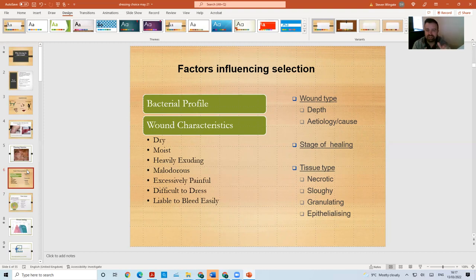The wound characteristics: do you want it to be dry or moist? Do you want to take fluid off of it? Is it really painful? Is it going to be difficult to dress? Is it liable to bleed easily? And then we need to think about those 4 stages of healing. So what stage of the healing are we at? And then finally, we need to think about the tissue type. So is it necrotic, sloughing, granulating, or epithelializing?